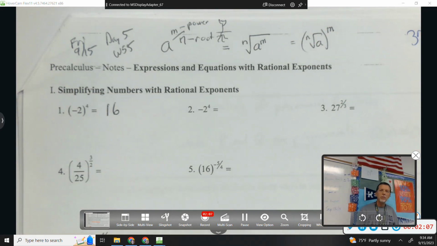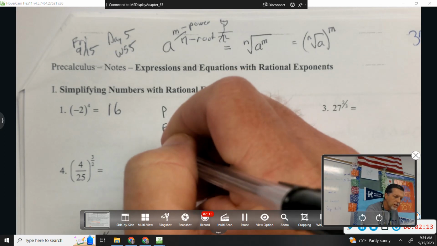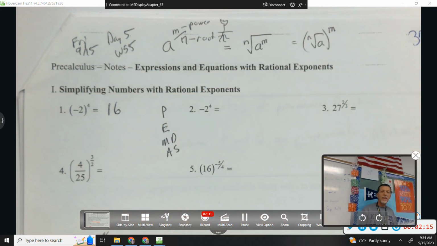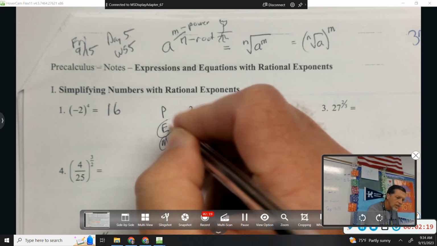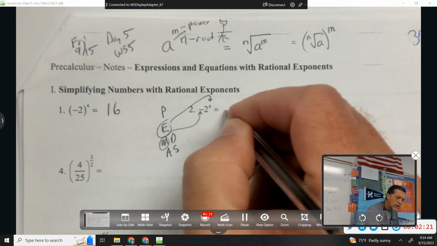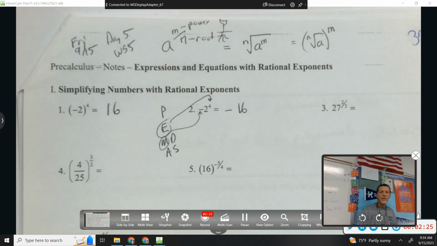What about number 2? Is that going to be positive or negative? Negative, because exponents come before multiplication. And that negative sign is multiplication. The exponent is the 4. So negative 2 to the 4th we already said is 16. So negative 16. I don't know how to write that any differently.